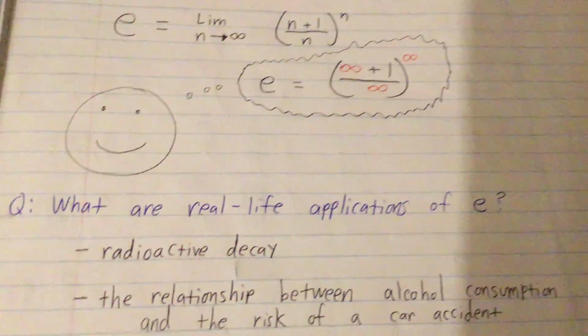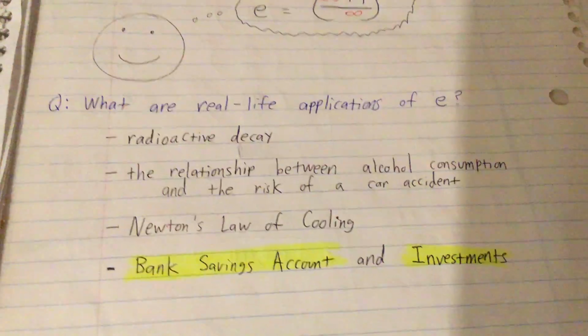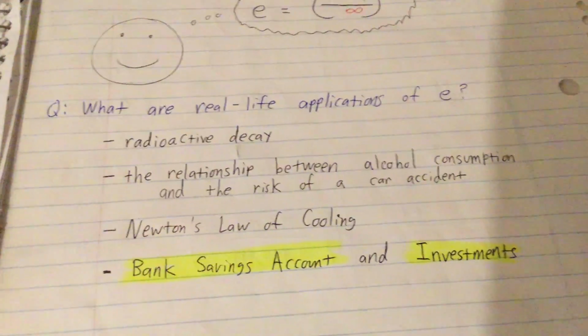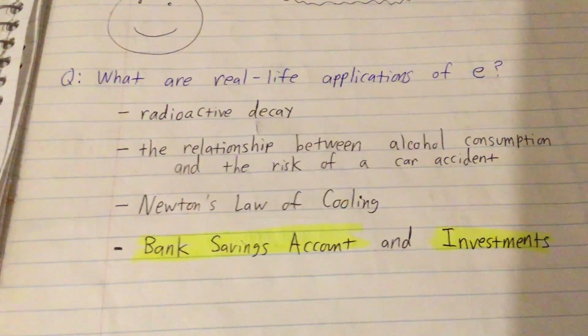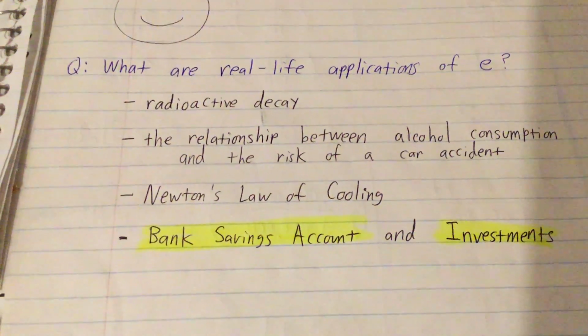So in real life, you use the number E for radioactive decay, the relationship between alcohol consumption and the risk of a car accident. I looked that up on the internet. One of my favorites, actually, is Newton's law of cooling.